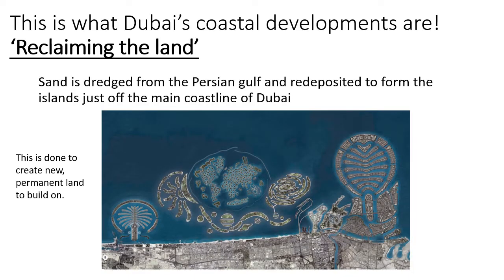This is something that's been used in Dubai, not so much for beach management, but to reclaim the land. Sand is dredged from the Persian Gulf under the water, and it's redeposited. It's dumped here to form the islands just off the main coastline, and you can see they are all in all sorts of interesting shapes. Kind of in the almost center, you've got the world. You'll notice it has a rough outline like the world. You've got the palm on the left and another version of that on the right. Pretty amazing stuff.